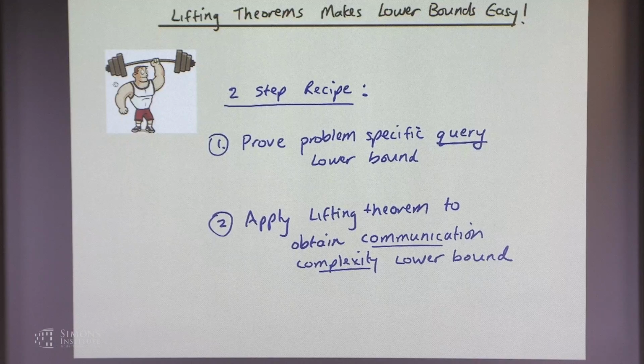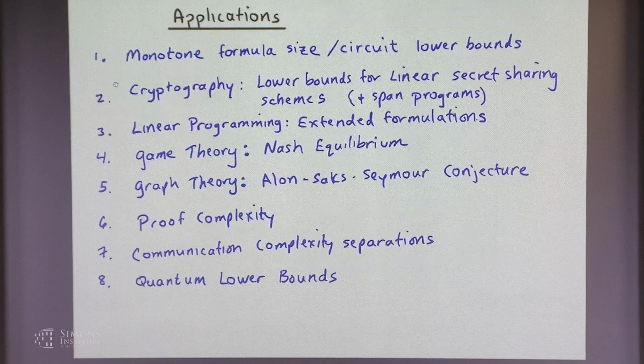Okay. Or said the other way around, you're kind of showing that in the communication world, the only thing that you can do is the obvious protocol. And there have been lots of applications. Mika will talk some about extending these ideas to a DAG version of communication complexity, and how to get monotone circuit lower bounds from that. Some of them are new.